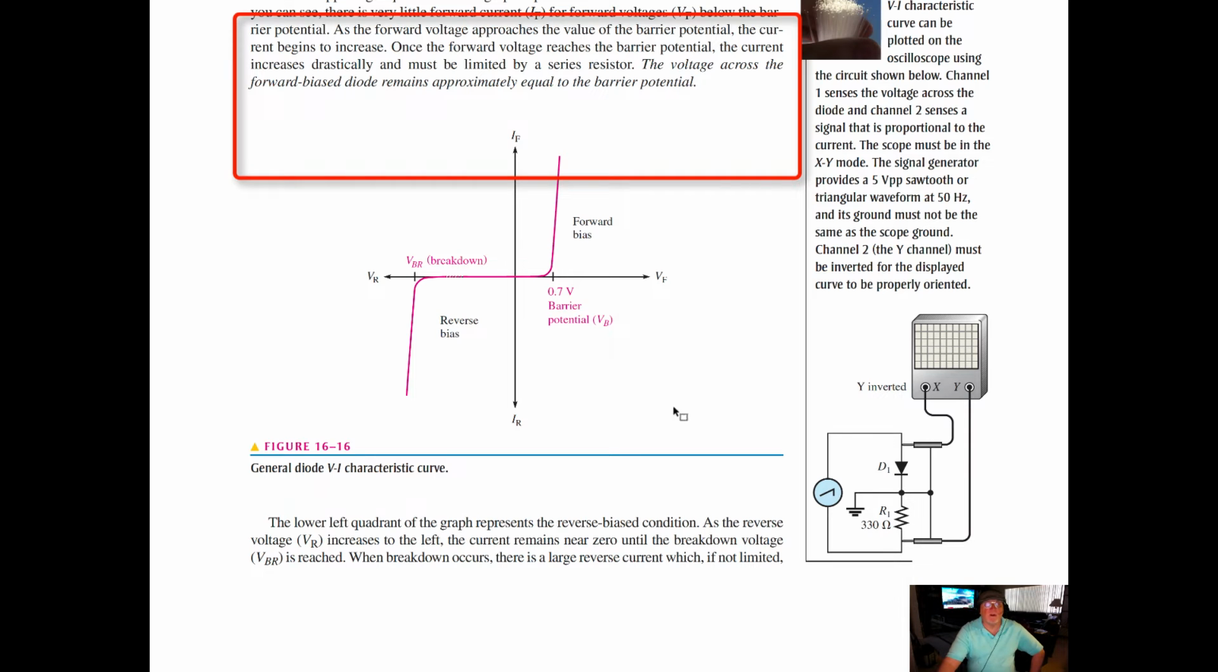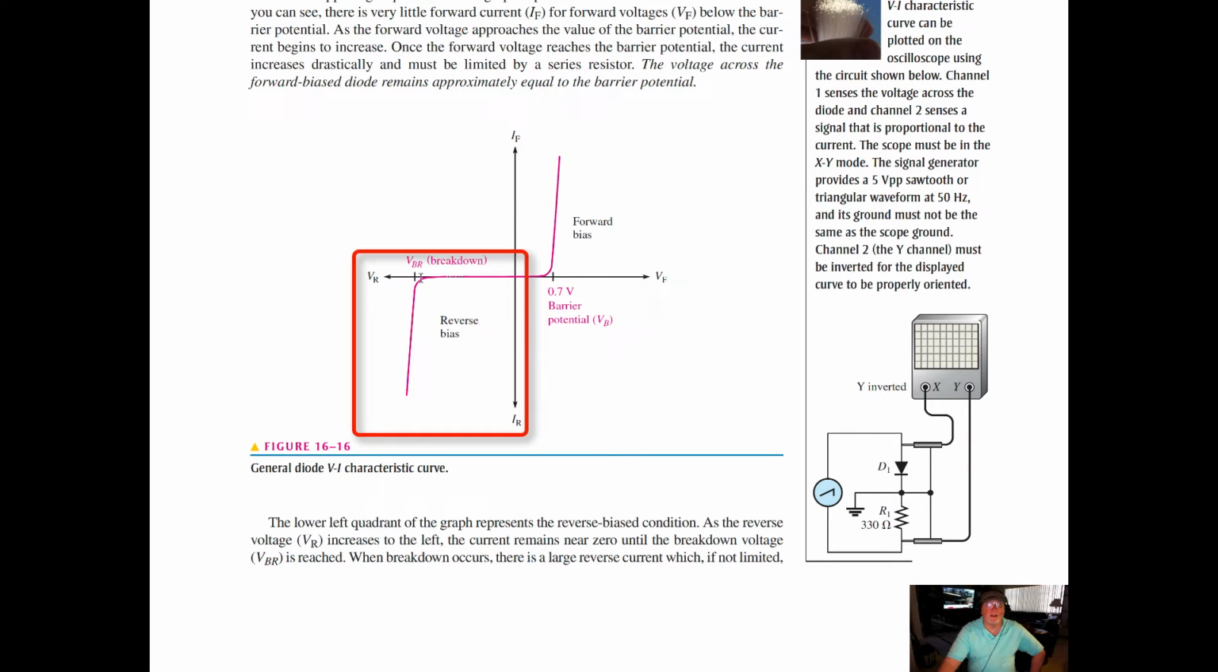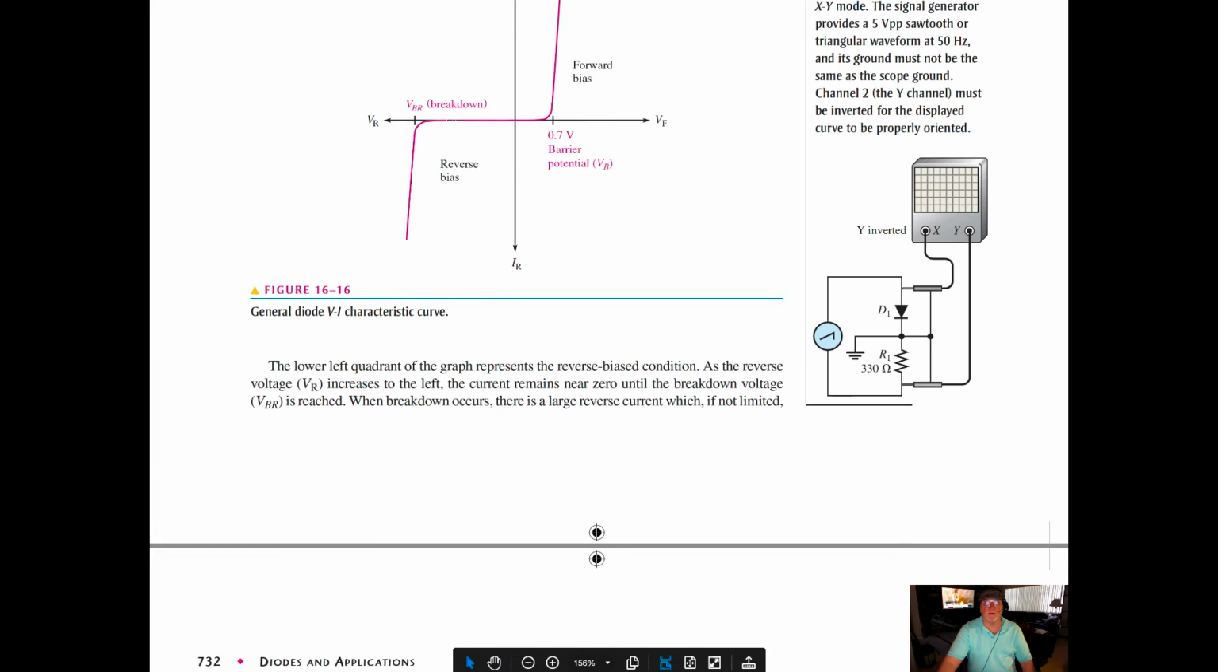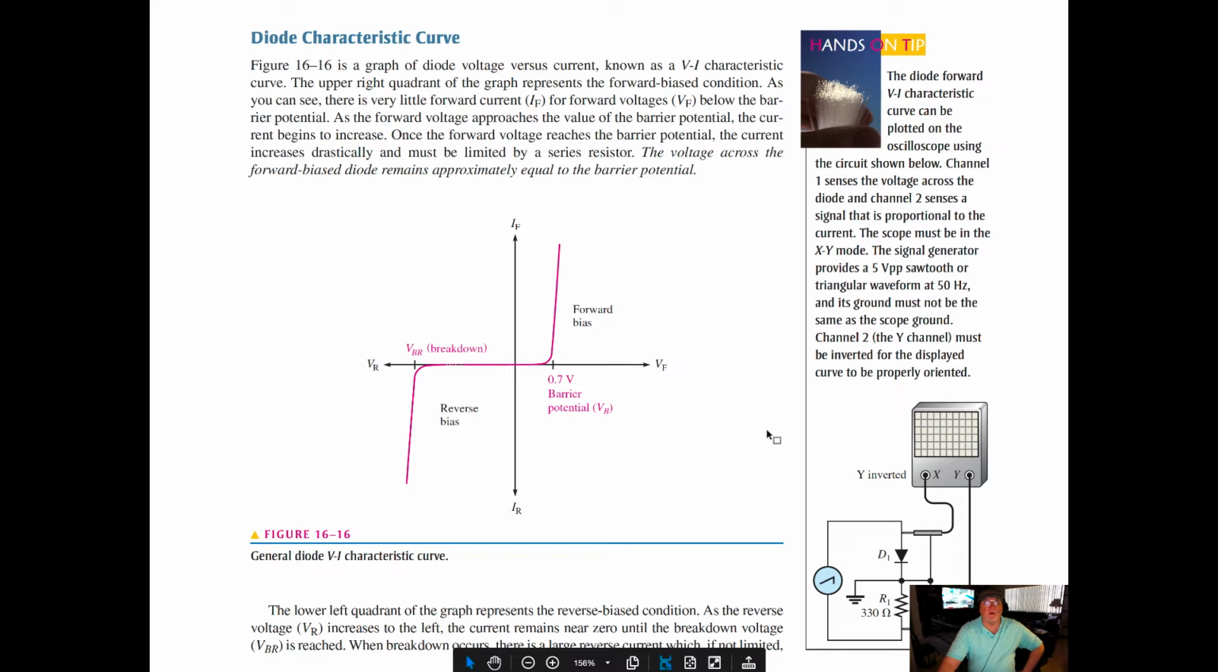The lower left quadrant of the graph represents the reverse bias condition. It looks almost the same here, but the current is going negative. As the reverse voltage increases to the left, the current remains near zero until the breakdown voltage, and we show that as V breakdown. When breakdown occurs, there's a large reverse current, which, if not limited, can destroy the diode. Typically, the breakdown voltage is greater than 50 volts for most rectifier diodes. Remember that most diodes should not be operated in the reverse breakdown mode.